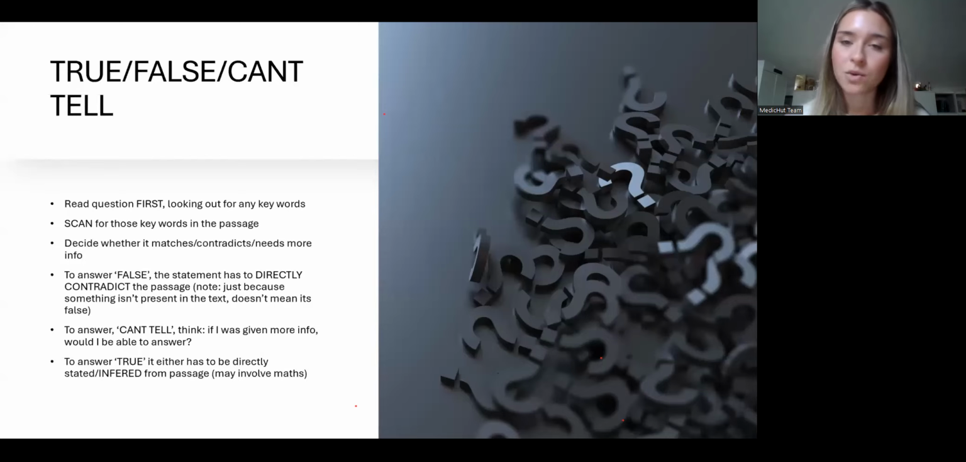Or the question might ask you, how old was this person when they passed away? So again, the actual age might not be given to you in the question, but their date of birth and also the date of death might be given to you, and you might just have to do a little bit of simple maths to work that out.